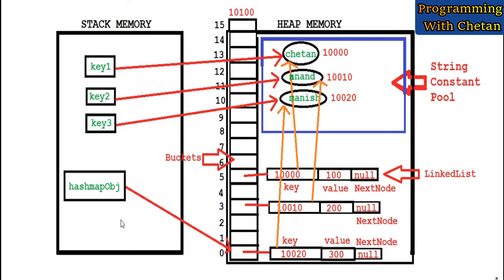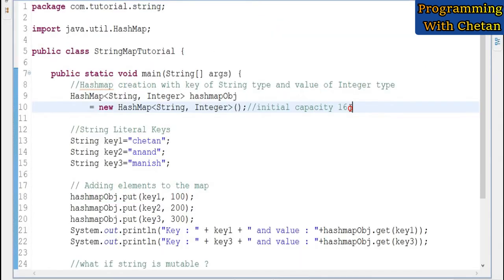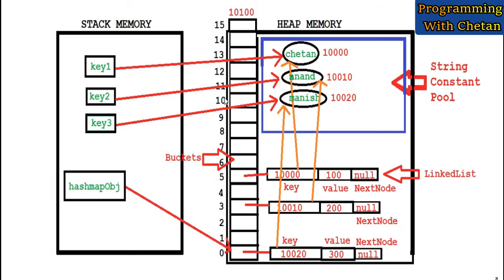In our memory diagram you can see that our hashMapObject is created and it is pointing to a HashMap object. Friends, as we all know, a HashMap is an array of buckets and each bucket can have a linked list. As the initial capacity of our HashMap object is 16, you can see that we have 16 buckets inside our heap memory.